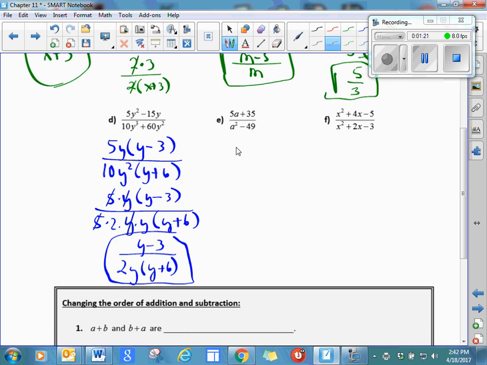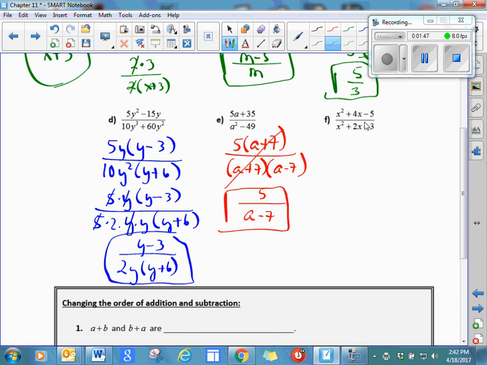Number E, numerator, GCF is 5. Denominator, difference of two squares. A plus 7, a minus 7. So the two a plus 7s are exactly alike. They will cancel, and we're left with 5 over a minus 7.